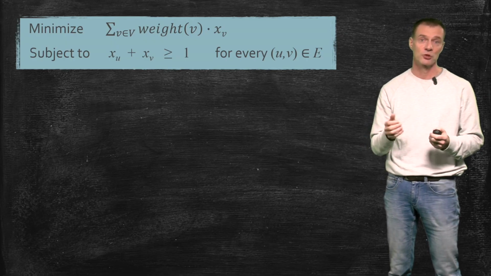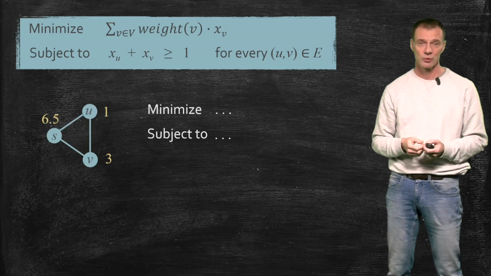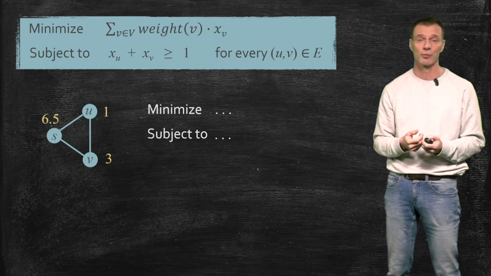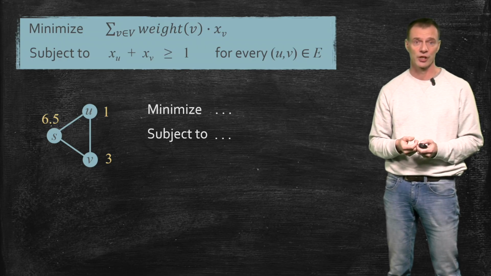And so just to make sure that you understand, let's look at a very simple example. Suppose I have this very simple graph of three vertices. So what does it mean? If I have 3 vertices, I have 3 variables. So let's try to write the LP for this particular graph.